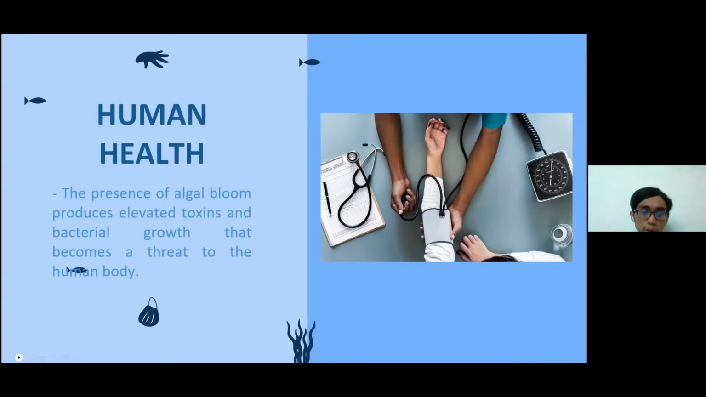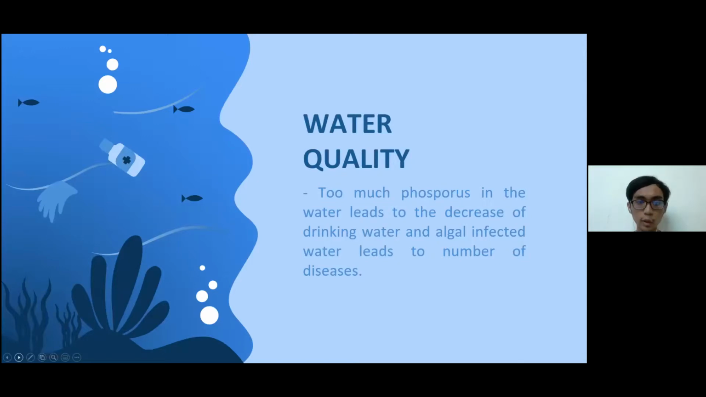Last is water quality. Algal infected water is really bad for your health. So if, just like in the example, there is just too much phosphorus deposit in the water, the vulnerability of good drinking water will increase. Drinking algal infected water can lead to gastroenteritis and other diseases.